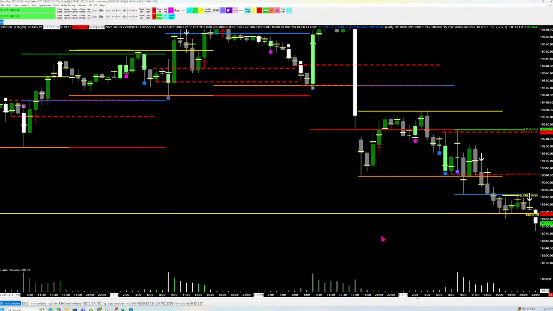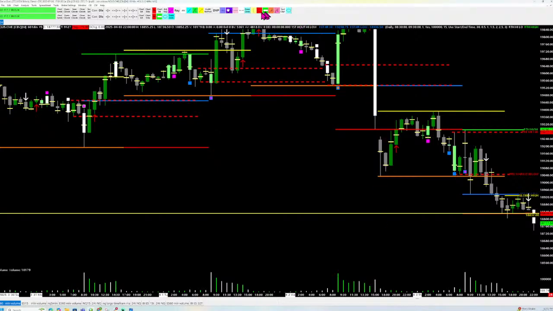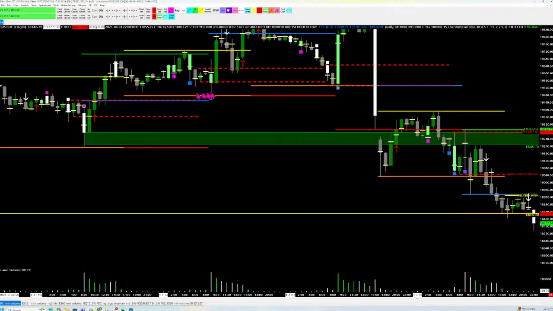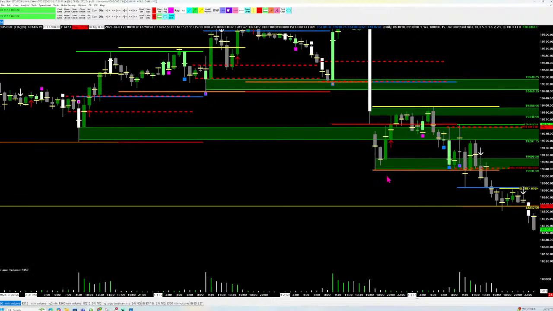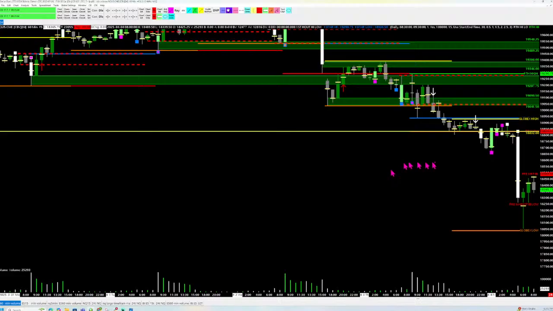And then zones. I'm leaving this zone over here, leaving this zone over here. Here. Here. Then we come in on the next day. Obviously open drive lower. Wow, what do I do with this? Zone.